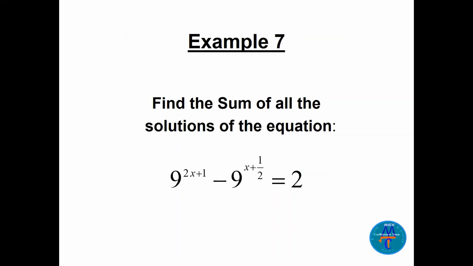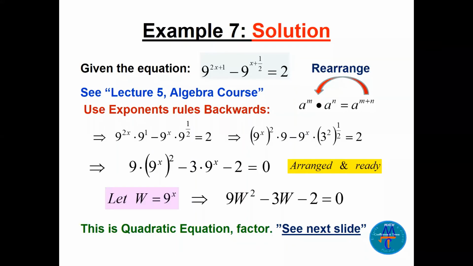Let's find the sum of all the solutions of this equation. Not easy. 9 to the power 2x plus 1 minus 9 to the power x plus half is equal to 2. Now, if you look at the solution of example number 7, we have to remember lecture number 5 in the algebra course. If we multiply exponents with the same base, a to the power m times a to the power n, we add the powers. That's easy. Now let's go back.